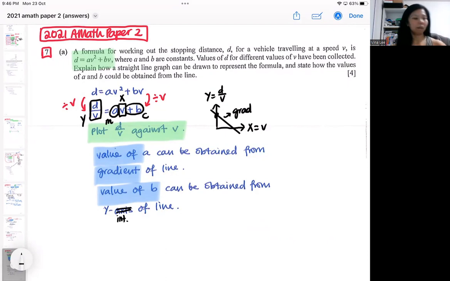It's just that the linearization seems to get people confused. Otherwise, I just want to flatten any formula, and then I use the gradient to solve for an unknown, and I use the intercept to solve for another unknown. So that's the whole big idea.